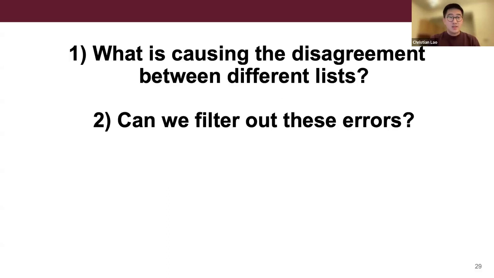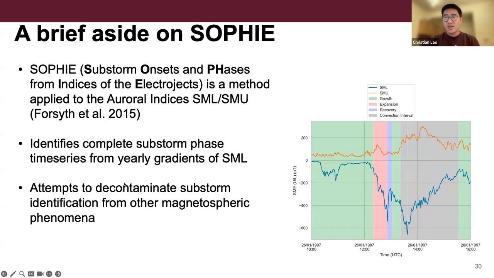This leads us to ask two more questions. What's causing the disagreement between these two different lists? And can we filter out these errors? I just want to go on a brief aside on another substorm onset list called SOPHY, substorm onsets and phases from indices of the electrojet. It's a non-parametric method that identifies substorm phases from percentiles of the yearly rate of change of SML. Additionally, it also attempts to distinguish substorm events from other magnetospheric phenomena.